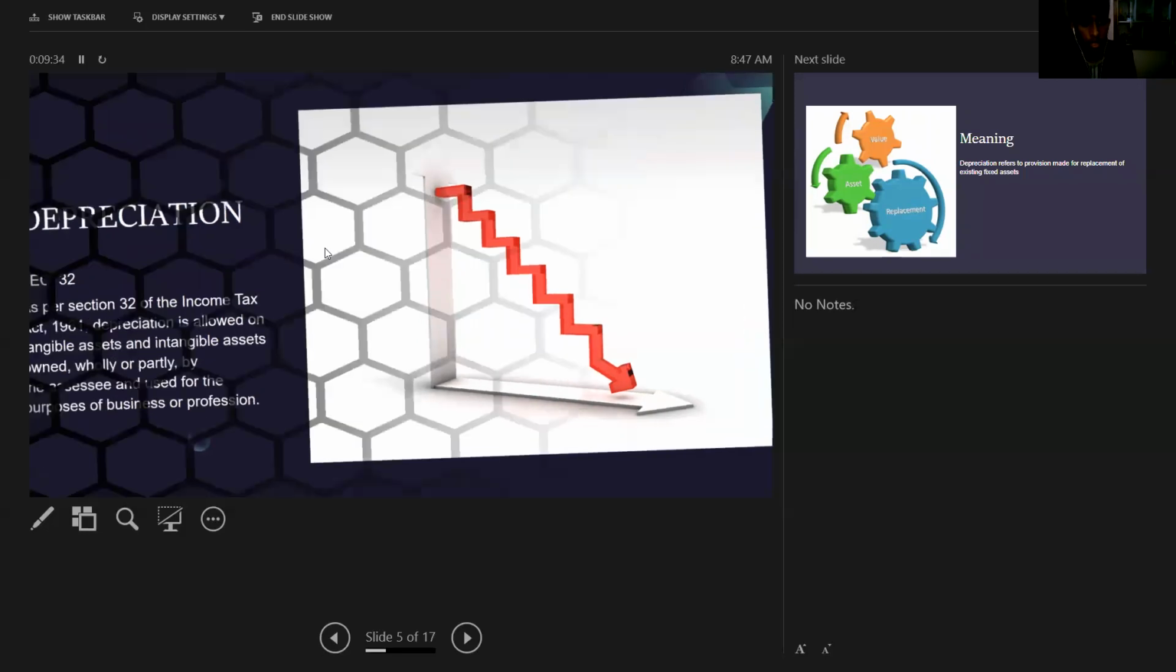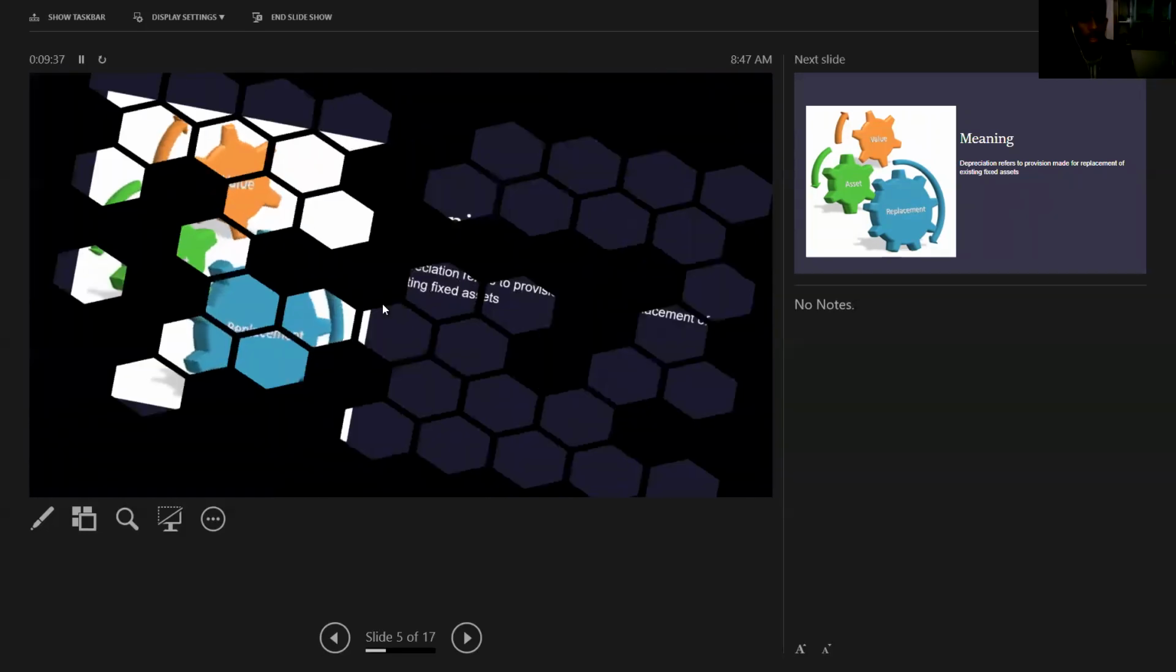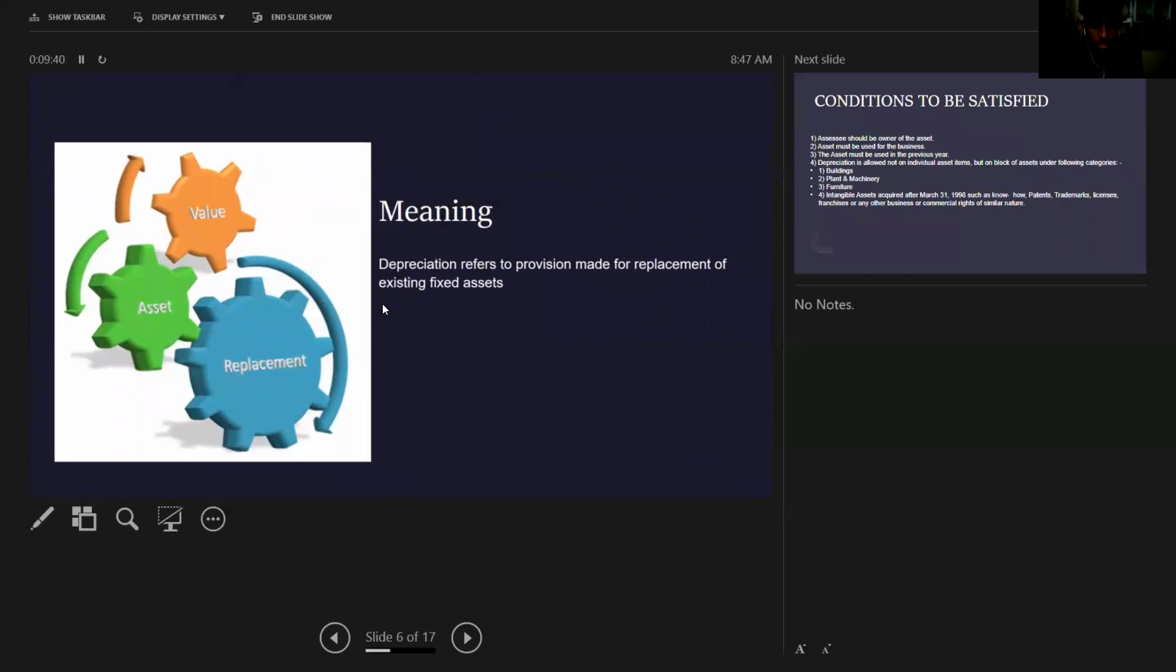Now, let's go into the meaning of depreciation. Depreciation refers to the provision made for replacement of existing fixed assets. Depreciation means any provision which is kept aside for a replacement of existing fixed assets. Obviously, all the tangible assets are subjected to depreciation. Such assets will lose or degrade their value year by year.